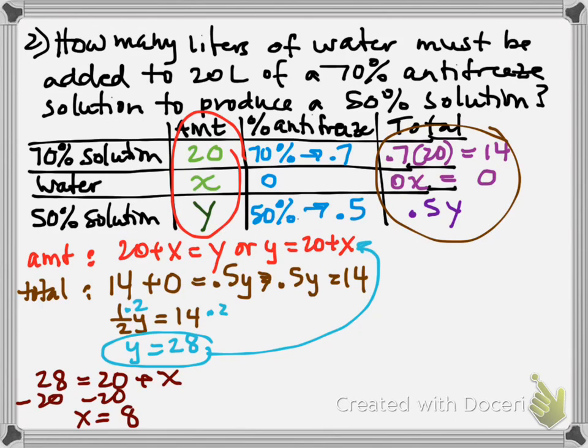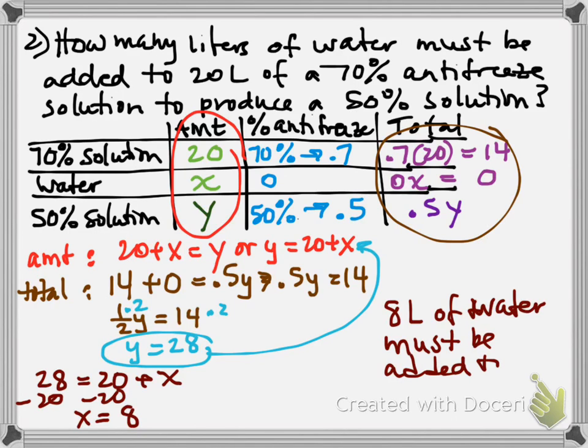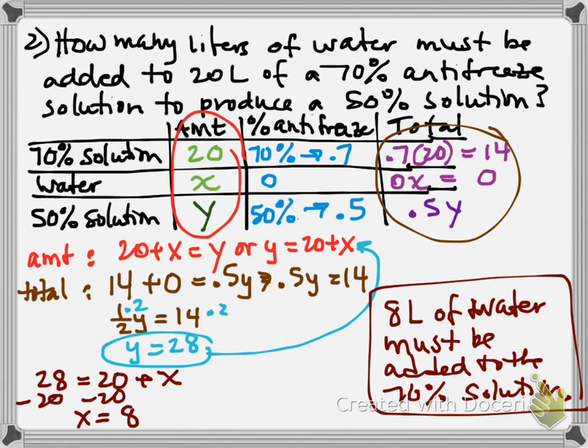So I'm only asked for one answer. So I would say 8 liters of water must be added to the 70% solution. Okay, and that's it.